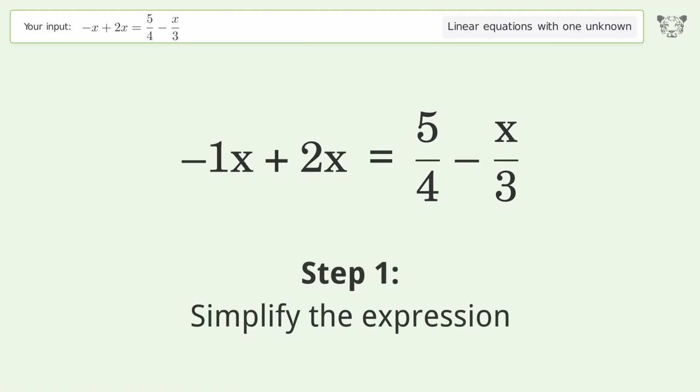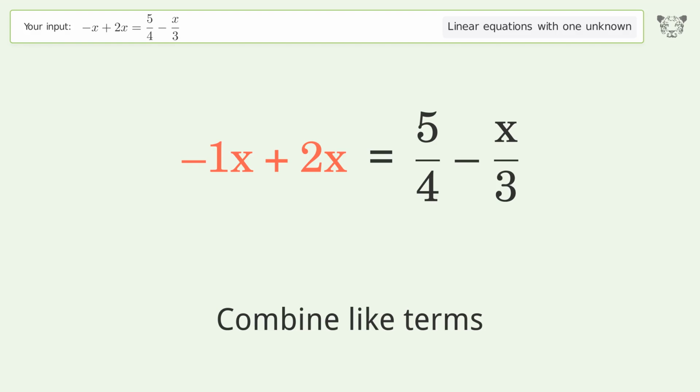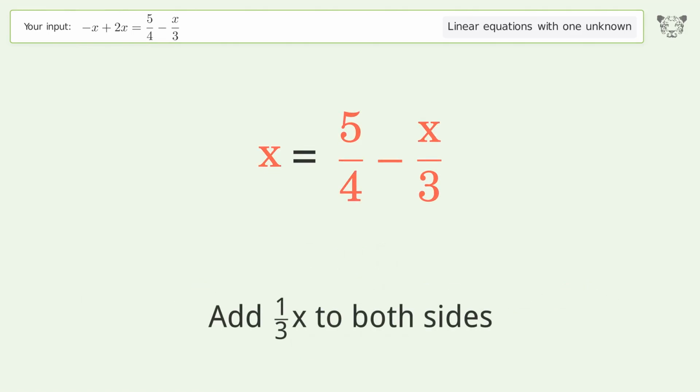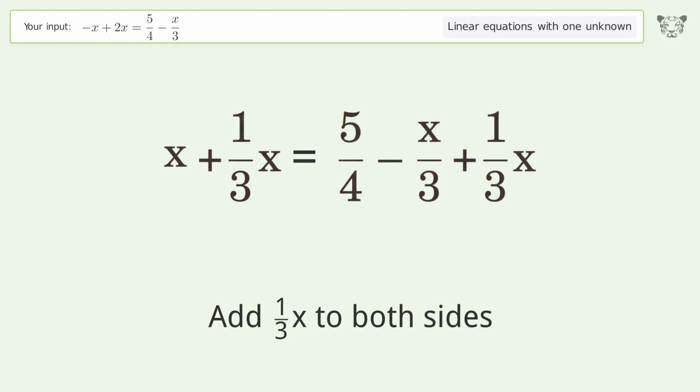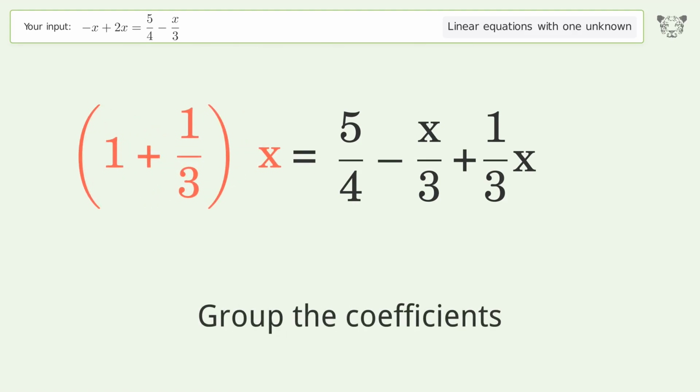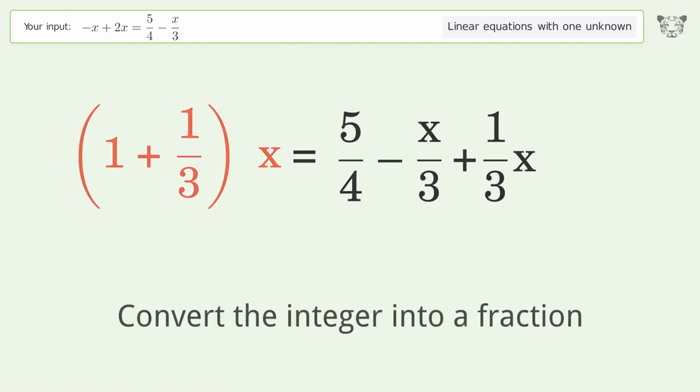Simplify the expression. Combine like terms. Group all x terms on the left side of the equation. Add 1/3x to both sides. Group the coefficients. Convert the integer into a fraction.